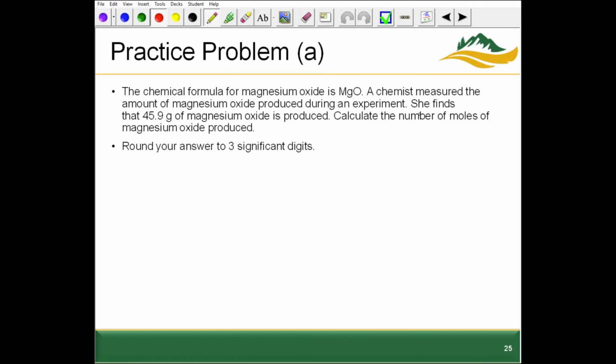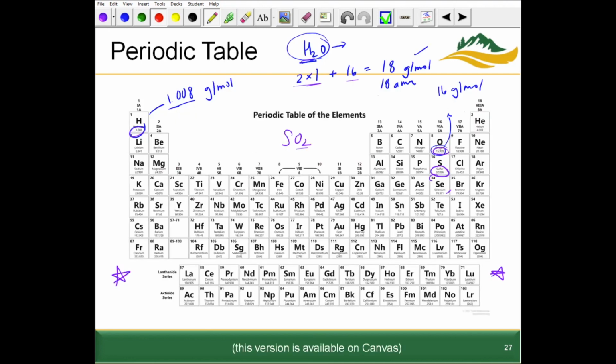So here in this problem, a chemist finds that 45.9 grams of magnesium oxide is produced. We want to know the number of moles of magnesium oxide that were produced. So we have the mass of a sample from lab. It's 45.9 grams of magnesium oxide. Is this ionic or is this molecular? Well, magnesium is a metal, so this is an example of an ionic compound. How do we know magnesium is a metal? Well, we find it here as an alkaline earth metal, group 2.